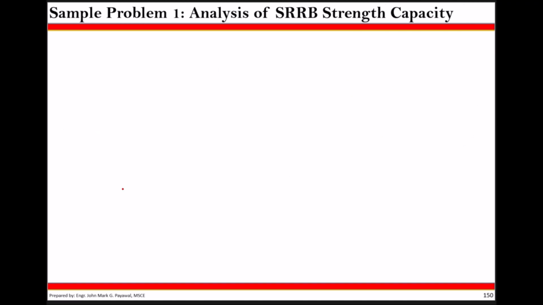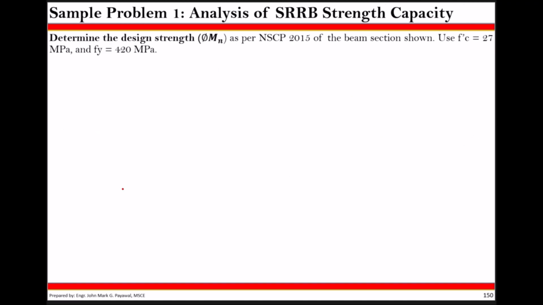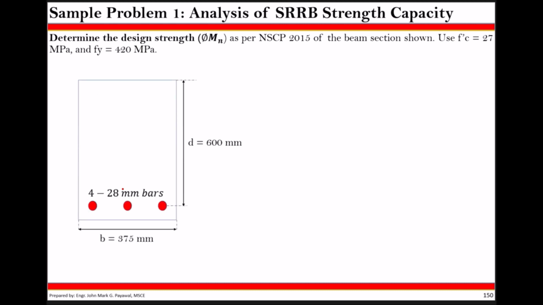So for sample problem number 1, we are given: determine the design strength phi Mn as per NSCP 2015 of the beam section shown. Use Fc prime equal to 27 and Fy equal to 420. This is your section. The effective depth is given to be 600. The base is 375 and it's reinforced by 4 28 mm bars.